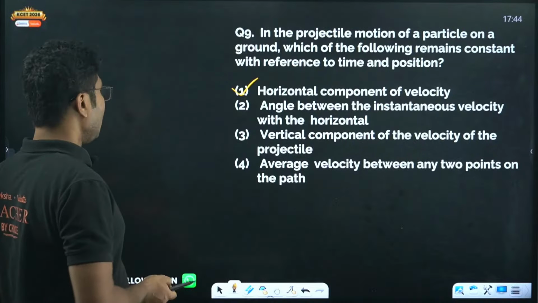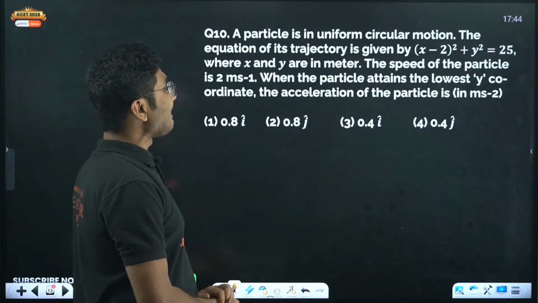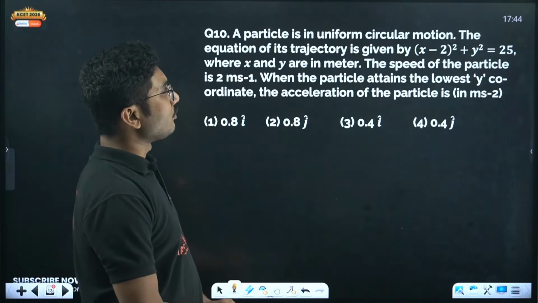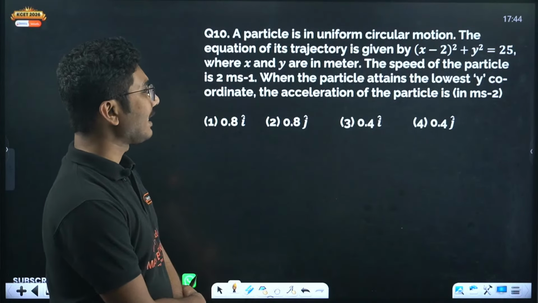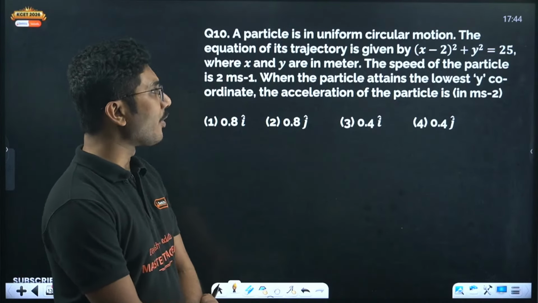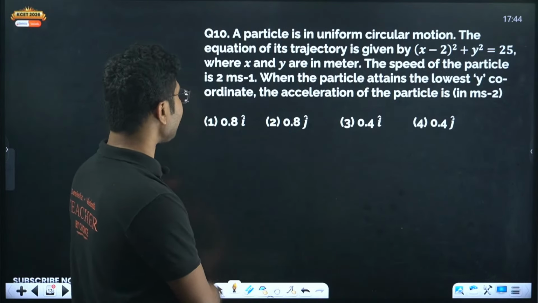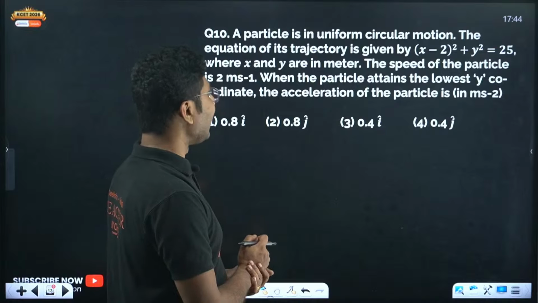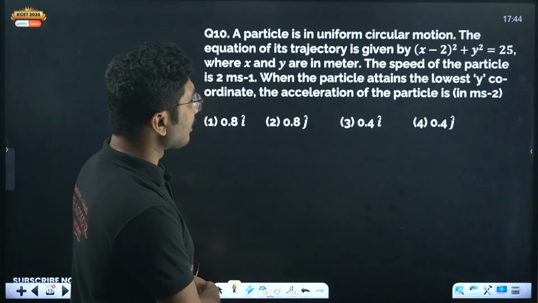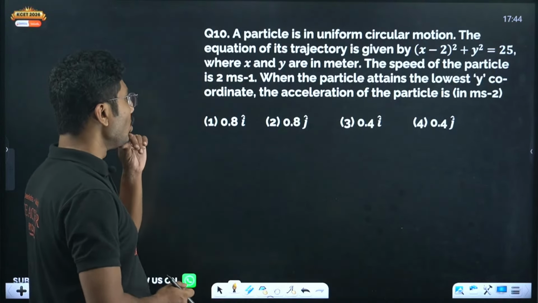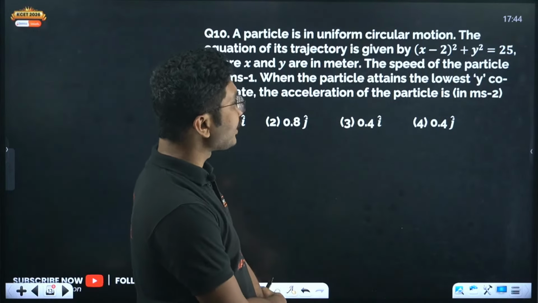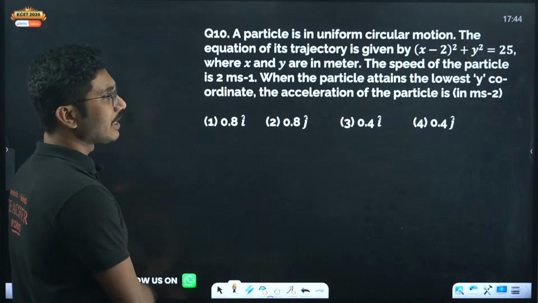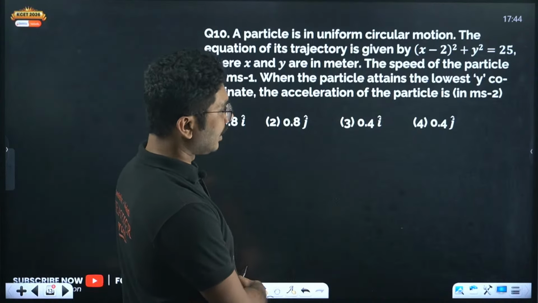Now a particle is in uniform circular motion. The equation of its trajectory is given by (x minus 2) whole square plus y square equals 25, where x and y are in meter. The speed of the particle is 2 meter per second. When the particle attains the lowest y coordinate, the acceleration of the particle is?